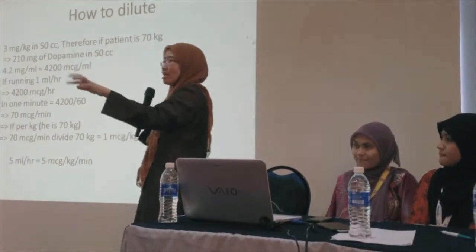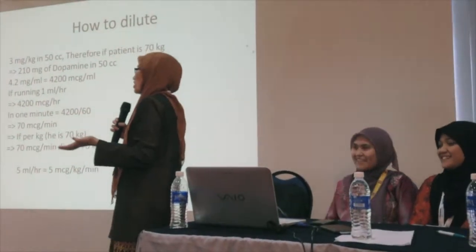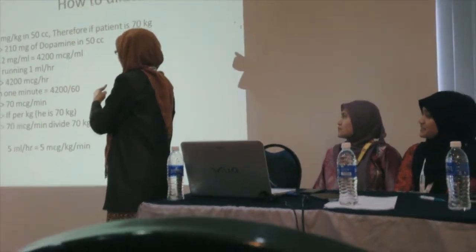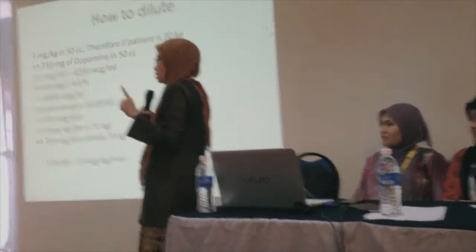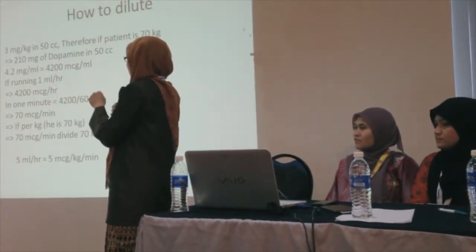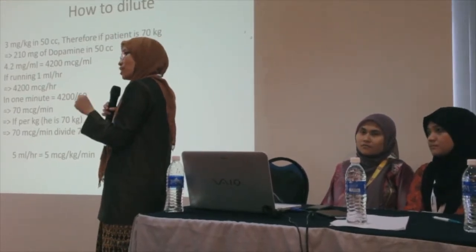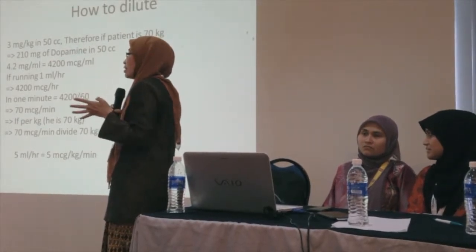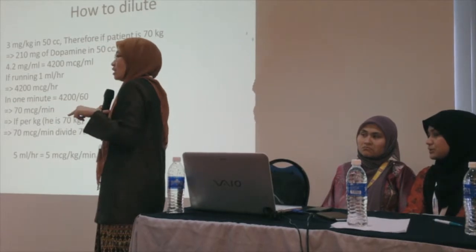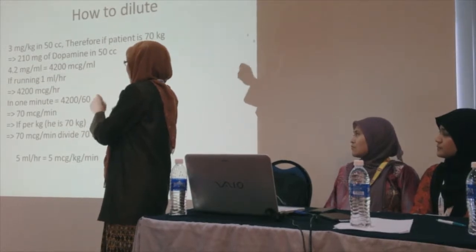Betul tak? Kalau boleh keluarkan calculator, the hands on is going to be your calculation at the phone. Boleh kira, tolong kira sekali. So, 210 bagi 50 jadi 4.2 mg. Jadi 4.2 mg ni, 1 mg equivalent to 1000 mic. Jadi, sama dengan 4200 mic per ml. So, kalau kita run 1 ml per hour, sama dengan 4200 mic per hour. Jadi kalau in 1 minute, 4200 bagi 60. So 1 hour ada 60 minutes. So bagi 60, then it's going to be 70 mic per minute.